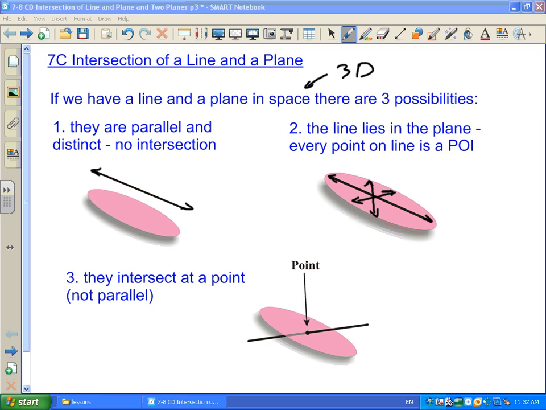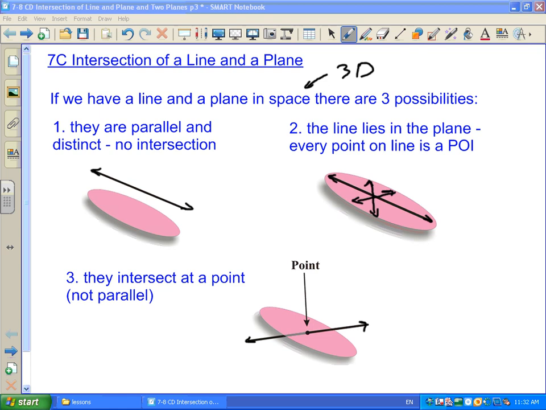So the most interesting one, and I guess the most common one as well, is that they intersect at a single point. So this line, which extends off to infinity, punches through this plane at some point. And you get this situation, number 3, anytime your line and your plane are not parallel to each other. So again, checking to see if these things are parallel is going to be pretty important here.